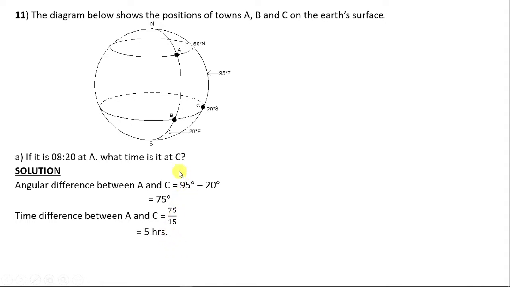Now, since C is ahead, we have to add 5 hours to 0820 hours. Let's do that. So time at C is 0820 hours plus 5 hours, which gives us 1320 hours. We continue.